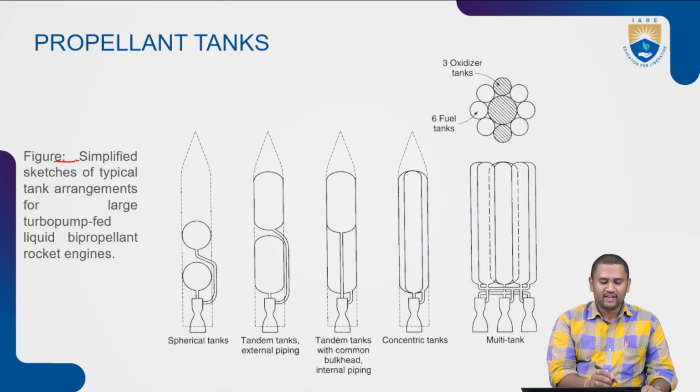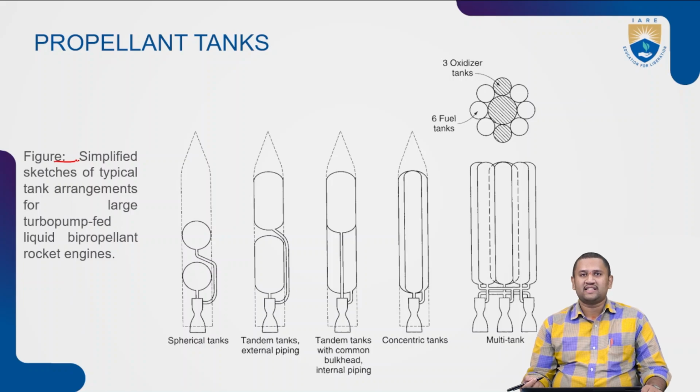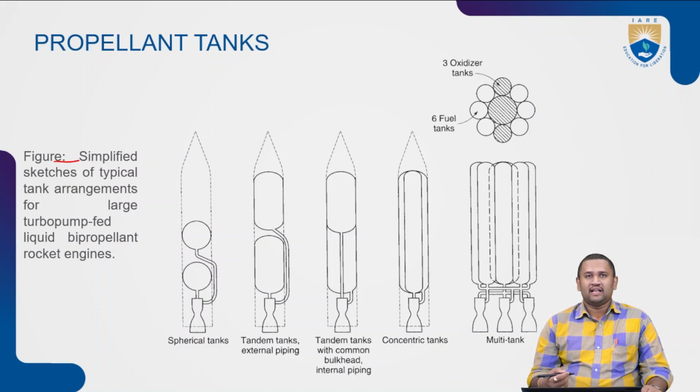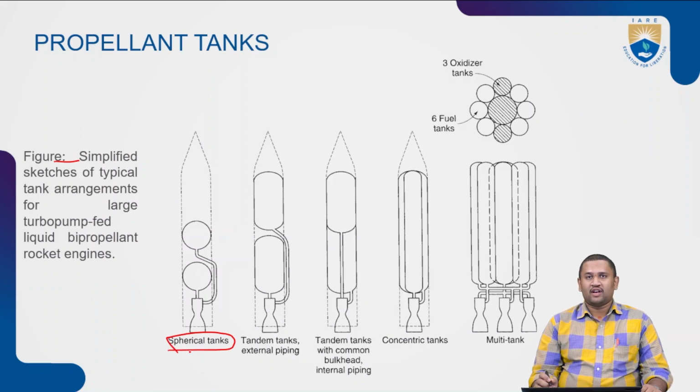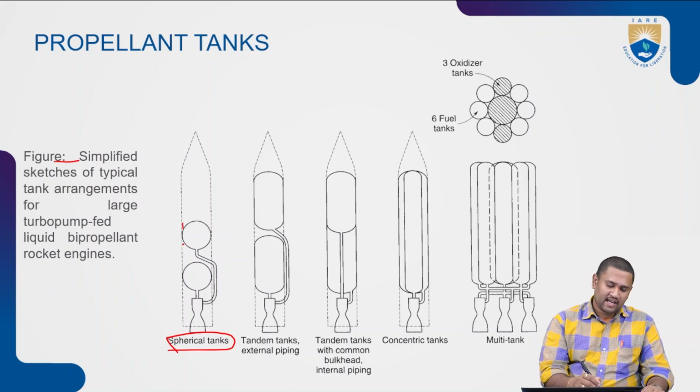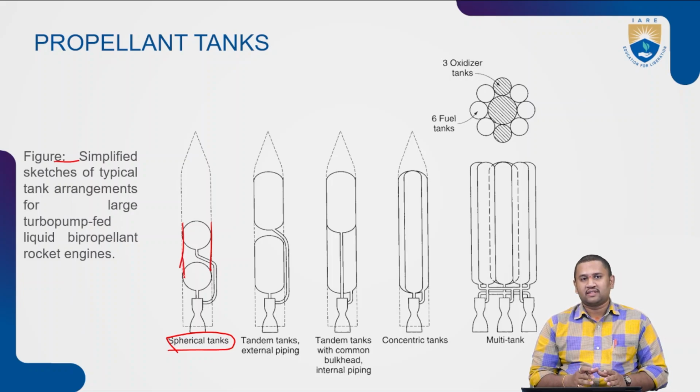The figures show simplified sketches of typical tank arrangements of any large turbopump fed liquid bipropellant rocket engine. If you consider spherical tanks, rather than keeping one beside the other, we arrange them in tandem, that is one above the other, because these can fit within the aerodynamic shape of the rocket engine.